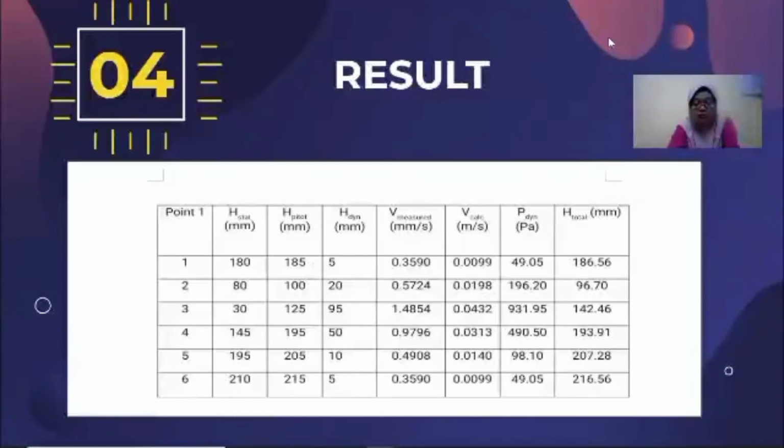The results for 4.2 to 6 use the same calculation. That's all from me. Thank you.